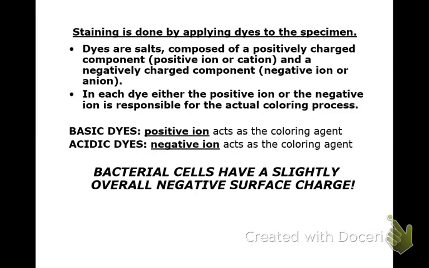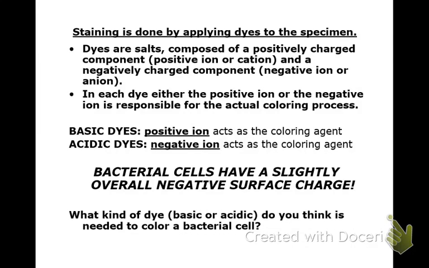Okay, so staining is done by applying dyes to the specimens. Dyes are salts composed of positively or negatively charged ions. Anything that's charged is an ion, but a positively charged ion is a cation. And see how it has a T in it? That's easy to remember. That's your positive. Cation is positive. Anion has an N in it, and it's negative. And so the dyes are positively and negatively charged.